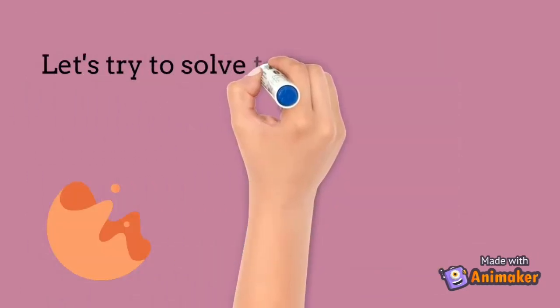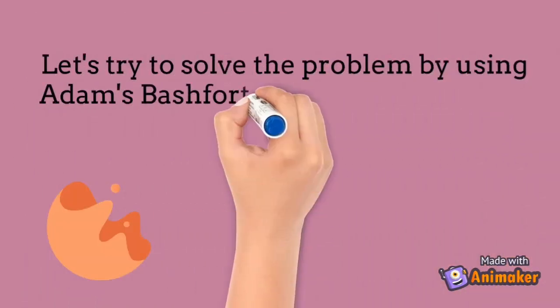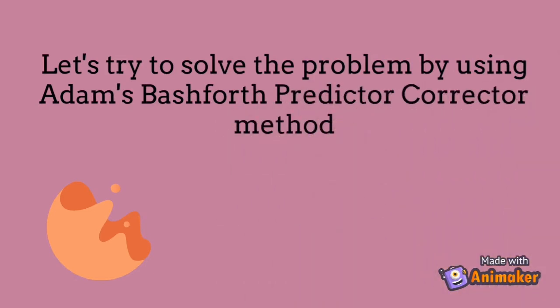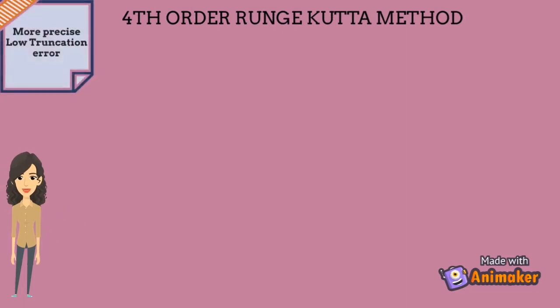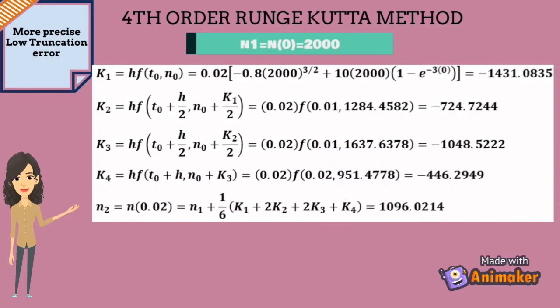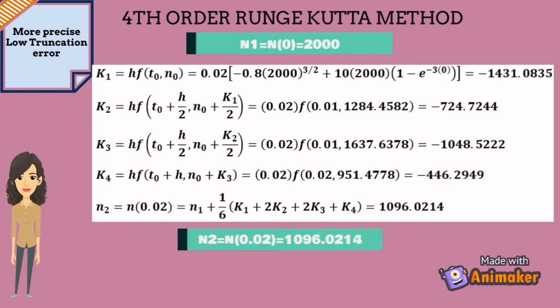Now, let's try to solve the problem by using the Adams-Bashforth predictor-corrector method. Firstly, we find the starting values using the fourth order Runge-Kutta method. This is because the RK4 method gives a more precise solution with low truncation error. The initial condition given is N equals 2000 when t equals 0 second. So we find K1, K2, K3 and K4 and calculate N2. We get N2 equals 1096.0214 when t equals 0.02 second.